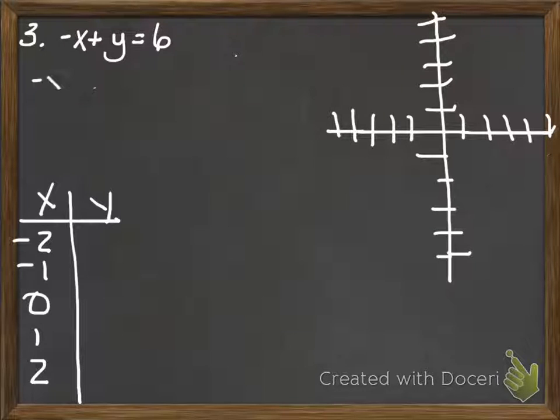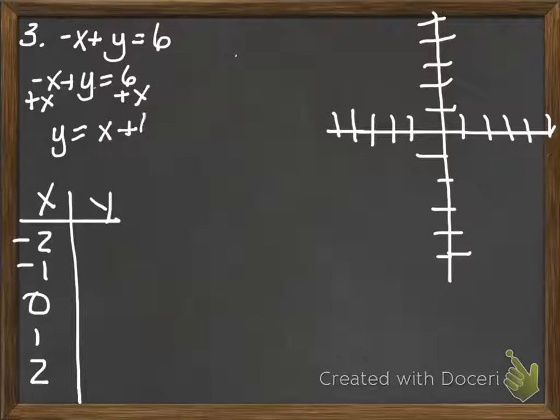So if we have -x plus y equals 6, then I'm going to add the x to both sides. So I'm going to say y equals x plus 6. And so this is the equation that I am going to use when I plug it into my input-output table. Okay, so that's what I'm going to use.